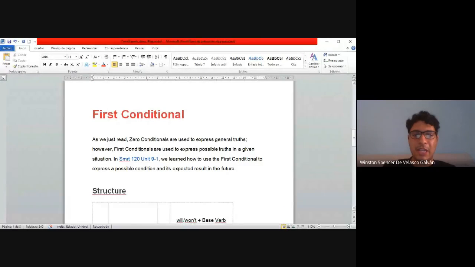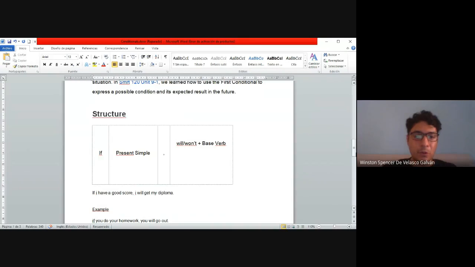First conditional. As we just read, zero conditionals are used to express general truths. Yes, that's the key or the most important thing about zero conditional. We express something that is true. However, first conditionals are used to express possible truths. That is the most important thing. Possible, something that may happen, something that could be possible in a given situation. In this lesson, we learn how to use the first conditional to express a possible condition and its expected result in the future. So this is the structure.